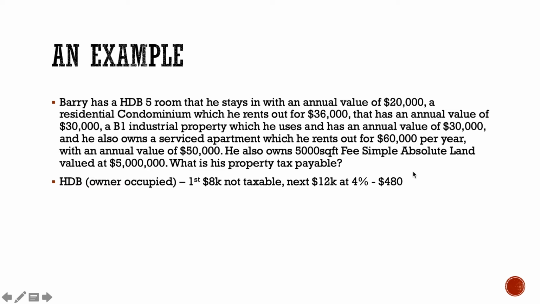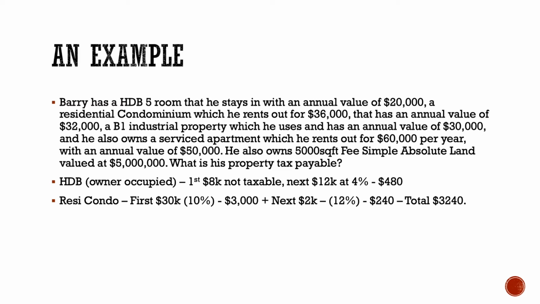Let us start with the first step. For his HDB, which he occupies, the first $8,000 is not taxable of his annual value, and the next $12,000 would be at 4%, and that would be only $480. For his residential condominium, the first $30,000 will be at 10%, and that is $3,000. The next $2,000 would be $240, and that would make it $3,240.